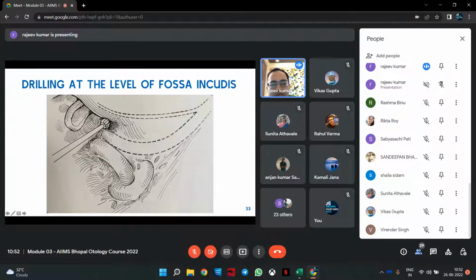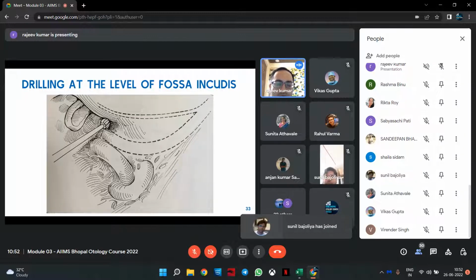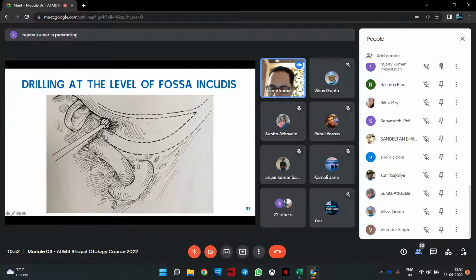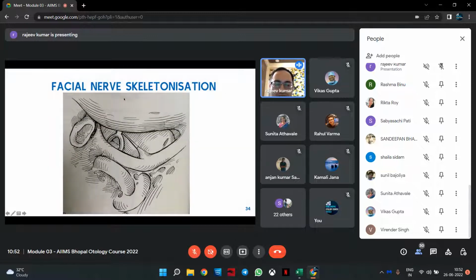Once you remove the incus, you will see the horizontal part of the facial nerve. From there, you have to trace the nerve. Take a very small burr, a 2 mm or 3 mm diamond burr, and there is a small bone between the chorda and the facial nerve. You have to follow it. The advantage of this technique is that you are following the facial nerve directly from the tympanic segment into the vertical segment. There is less chance of injury as compared to the facial recess approach. Then you skeletonize the whole of the facial nerve nicely by this approach.